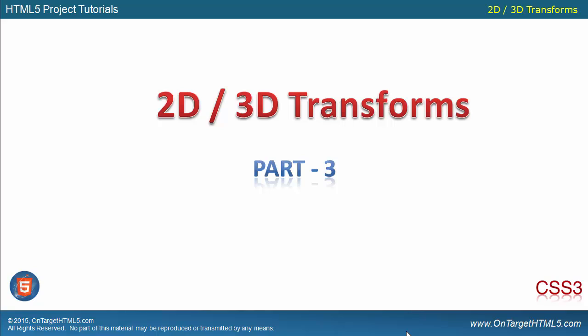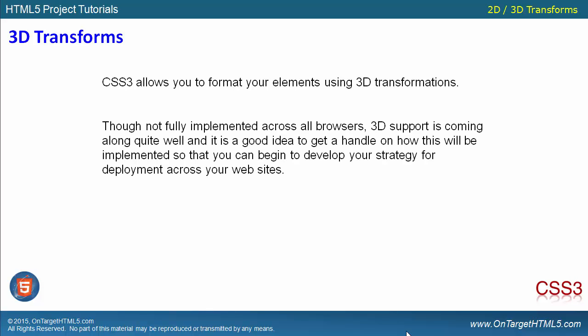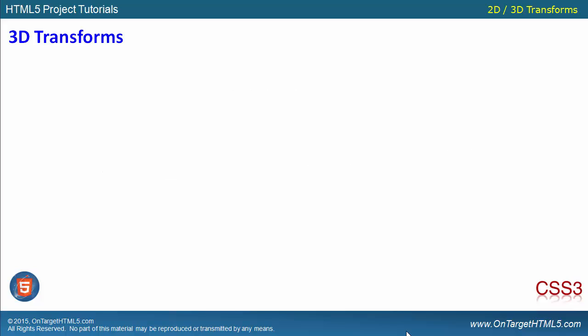And in this tutorial, we're going to continue on with our 2D, 3D transforms with part 3 of the series. And we're going to look at 3D transforms. So CSS3 allows you to format your elements using 3D transformations. Though not fully implemented across all browsers, 3D support is coming along quite well, and it's a good idea to get a handle on how this will be implemented so that you can begin to develop your strategy for deployments of these new techniques across your websites.